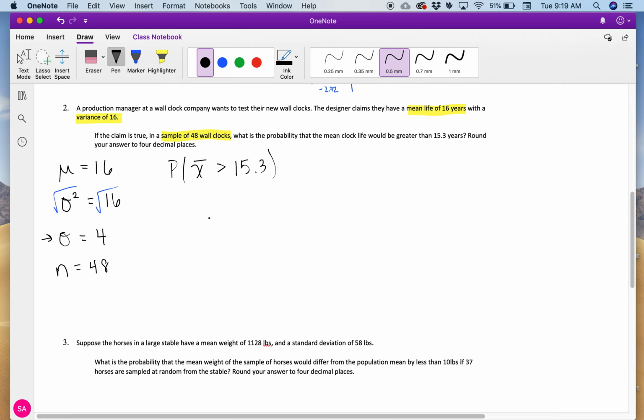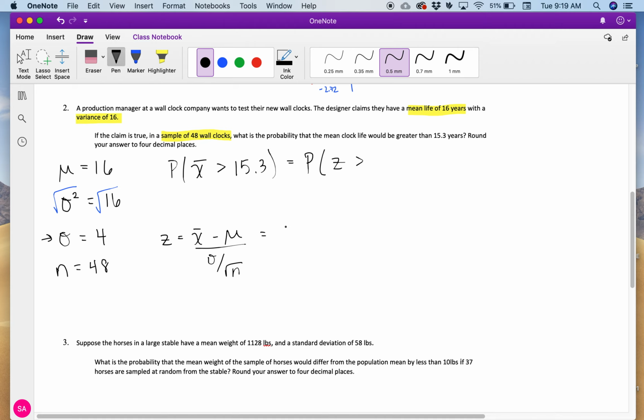All right, just like the last problem, we got to standardize. We got to figure out the z. Z is greater than what? What's that z? So let's transform. Z is equal to x bar minus mu divided by sigma over the square root of n.